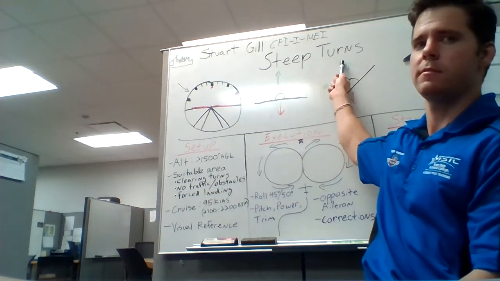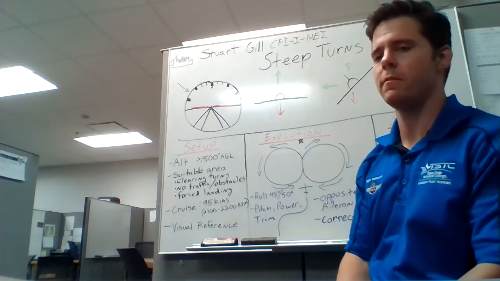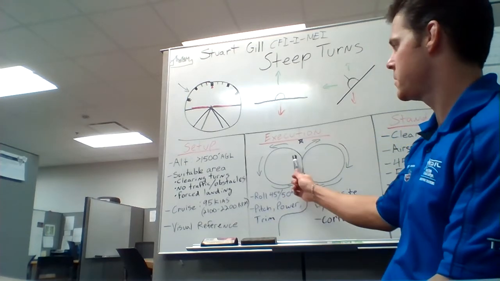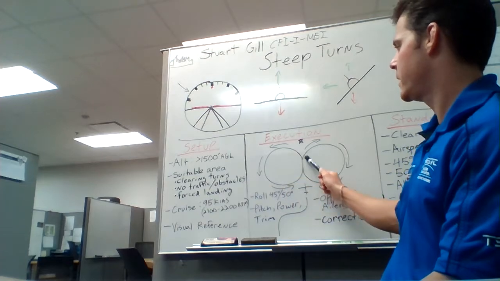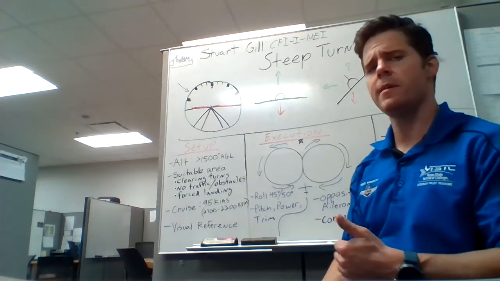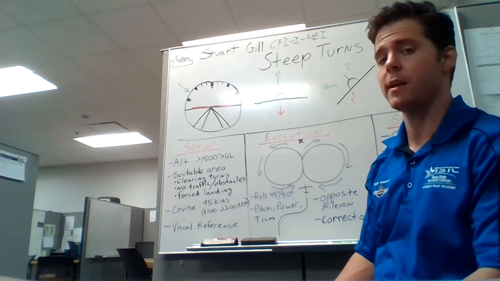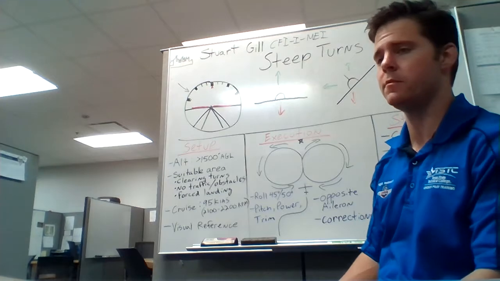Steep turns. Steep turns are a private and commercial maneuver involving one or usually two 360-degree turns in opposite directions, 45 degrees of bank for private and 50 degrees of bank for commercial. We're maintaining a constant airspeed and altitude throughout this maneuver.